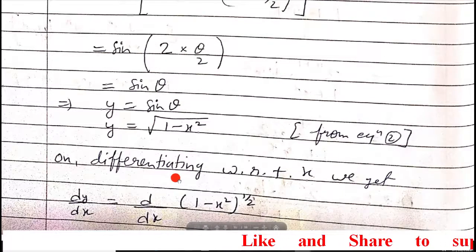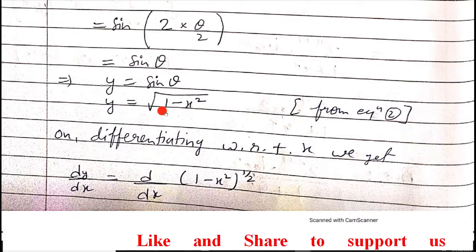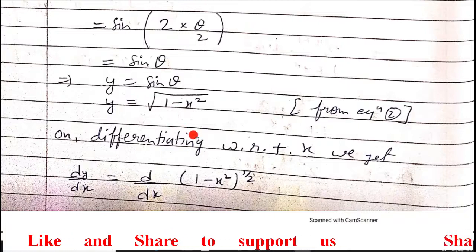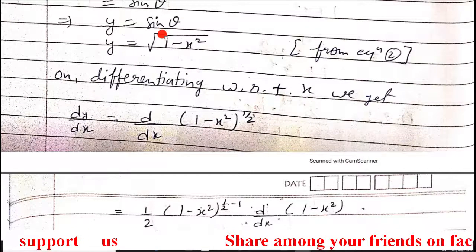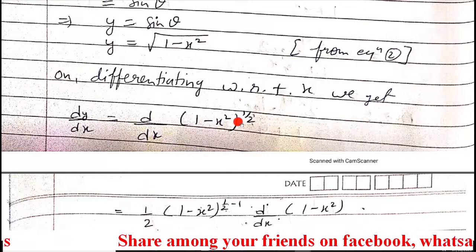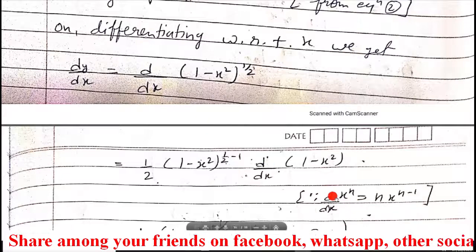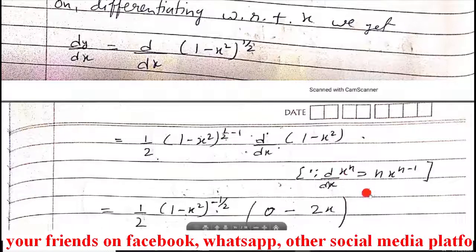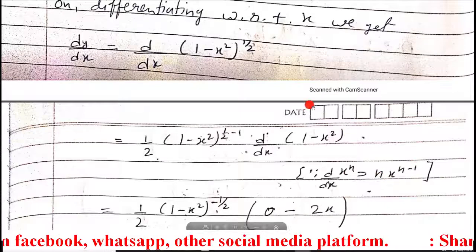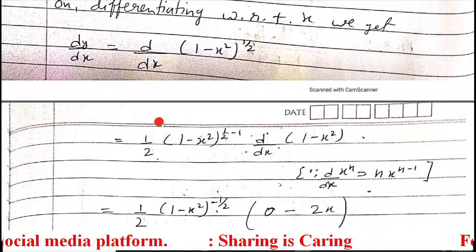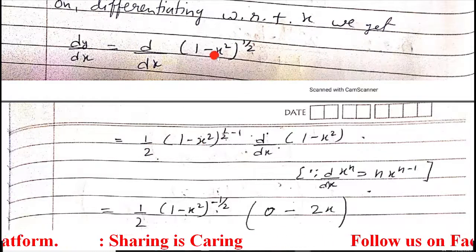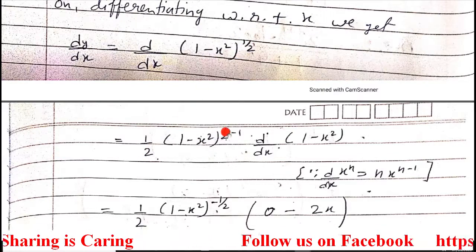As we calculated already, sin theta is root of 1 minus x square. Now we will differentiate it. When we differentiate, I wrote it in the form of power. Why? Because I am going to use the formula of differentiation of x to the power n, that is n x to the power n minus 1. So here what is n for us? 1 upon 2. So n, that is 1 upon 2, this complete as n x to the power n minus 1.